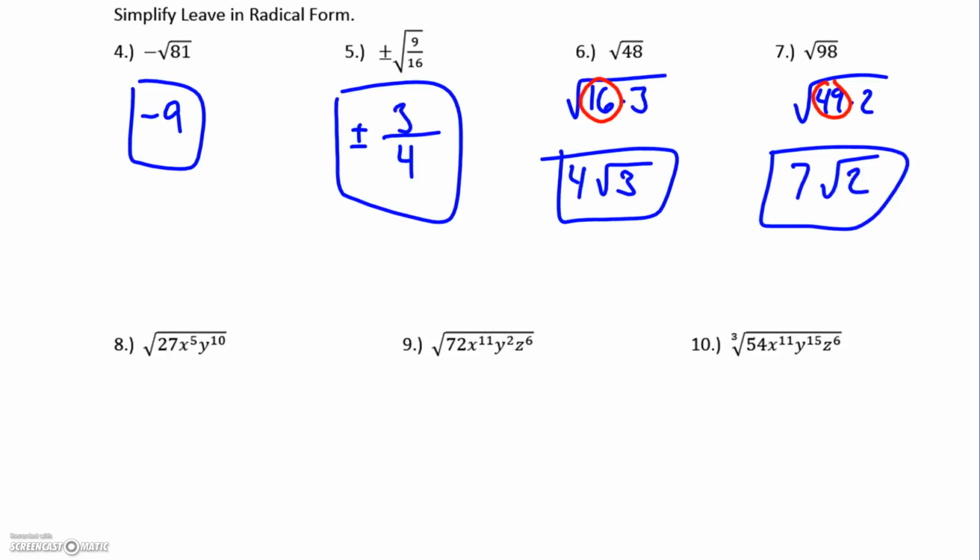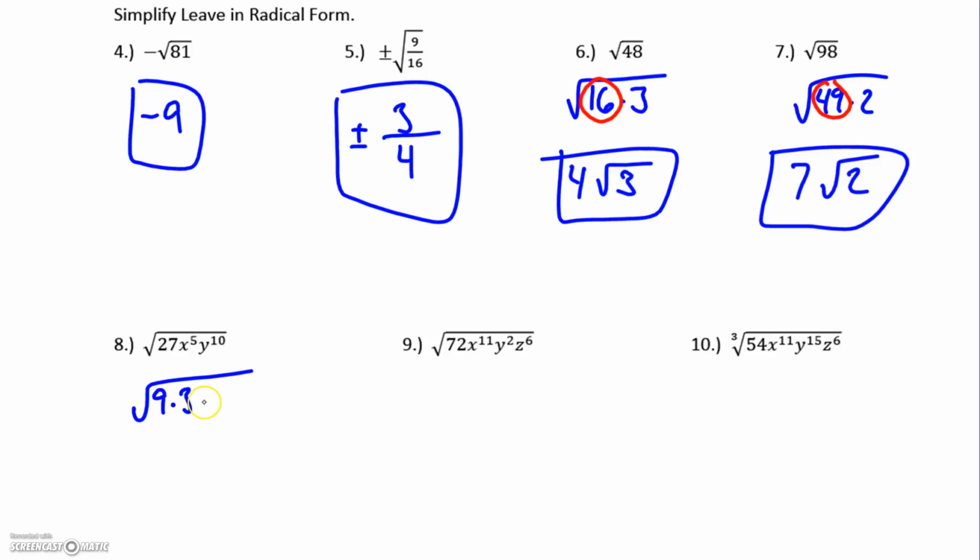As soon as we start to throw some variables in here, the numbers out front don't change. I still do the same thing with those. So the 27 I'm going to break down into 9 times 3. With something like the variables, there's 2 ways you can approach this. When I take the square root of a variable, I'm going to divide it by 2. Remember, I take the exponents, I divide by the root.